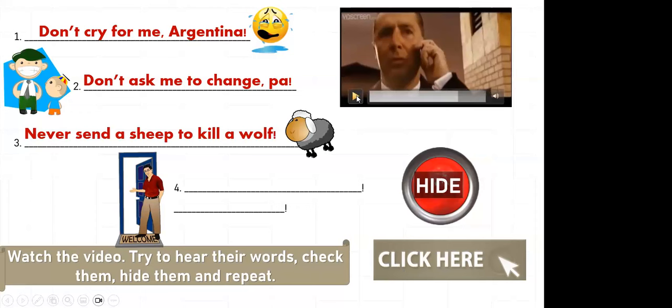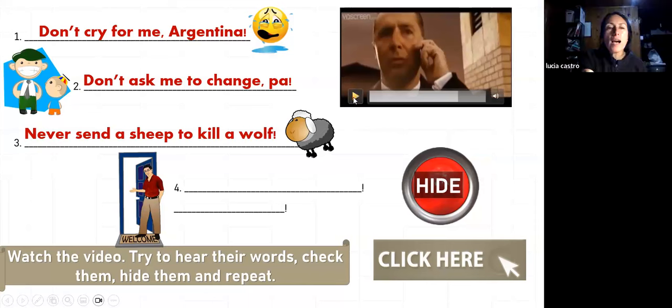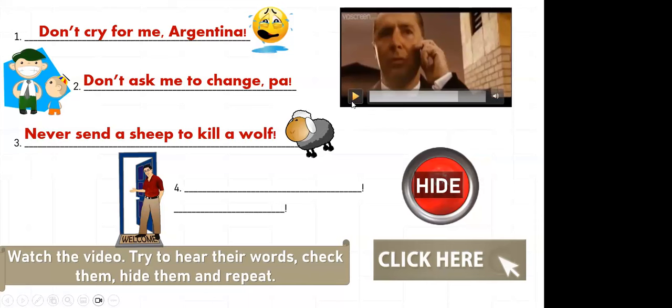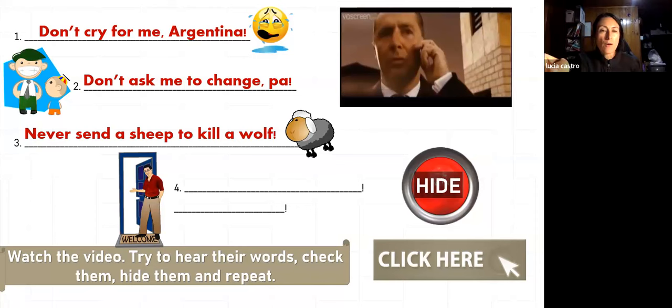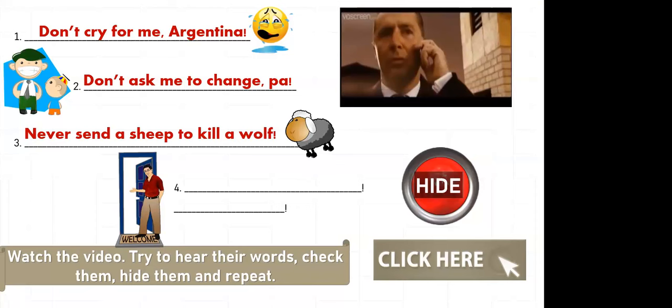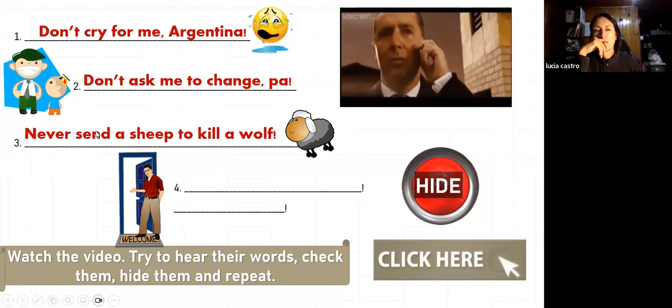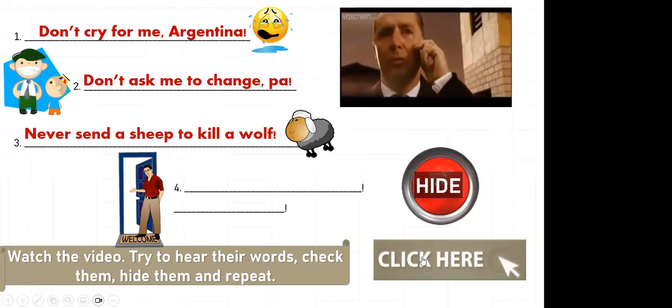All right, let's take a look at the last one. It means never send a sheep to kill a wolf. Yes. And you will notice, Lucia, in this sentence, we have no subject. No subject, and the verb is normal. So those are imperatives. Let's take a listen to one more.